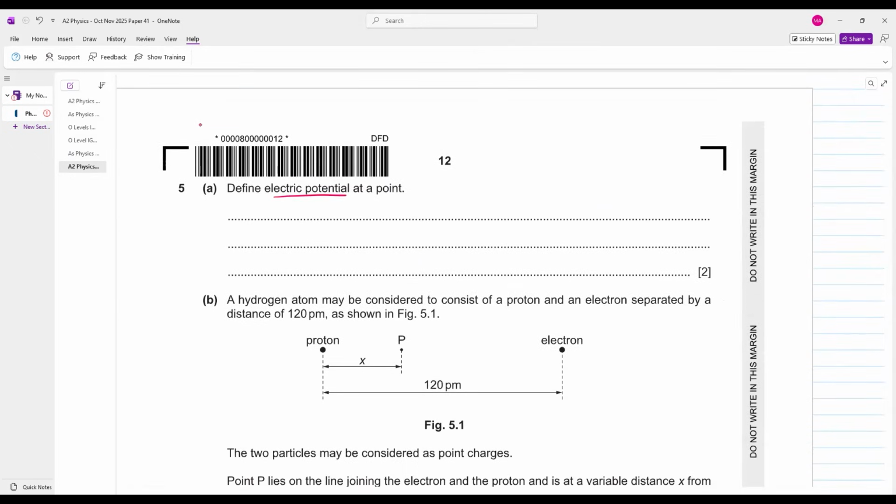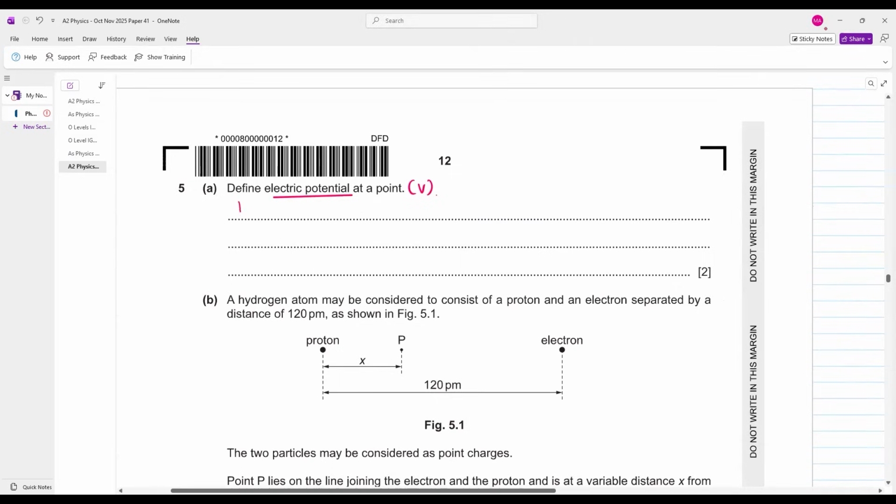Define electric potential at a point. आपने क्या डिफाइन करना है? You have to define V. Or electric potential at a point, you will say electric potential is what? Work done per unit charge in moving a positive charge from infinity to any point in the electric field.